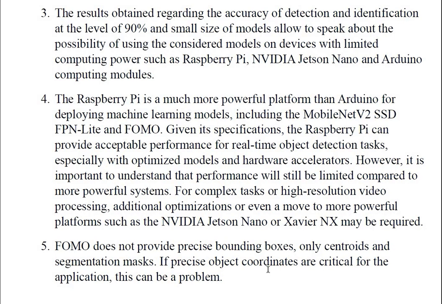Of course, Raspberry Pi is a much more powerful platform than Arduino, for example, for deploying machine learning models, including such as we have seen before. Some words about FOMO. FOMO does not provide precise bounding boxes, only centroids and segmentation masks, and if precise object coordinates are crucial for the application, this can be a problem.